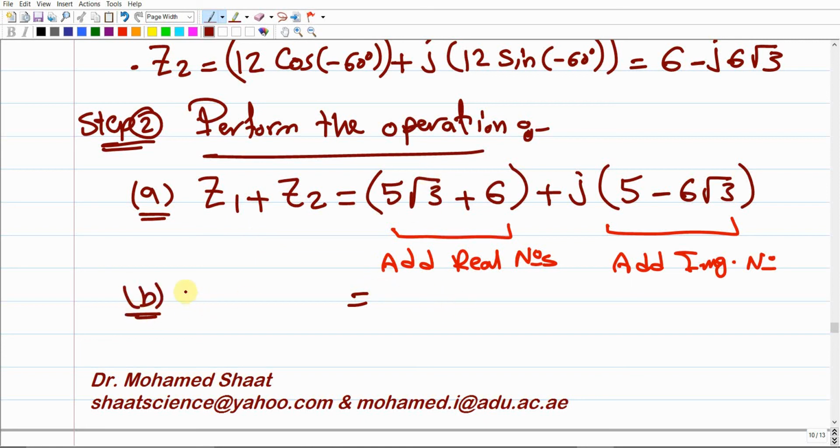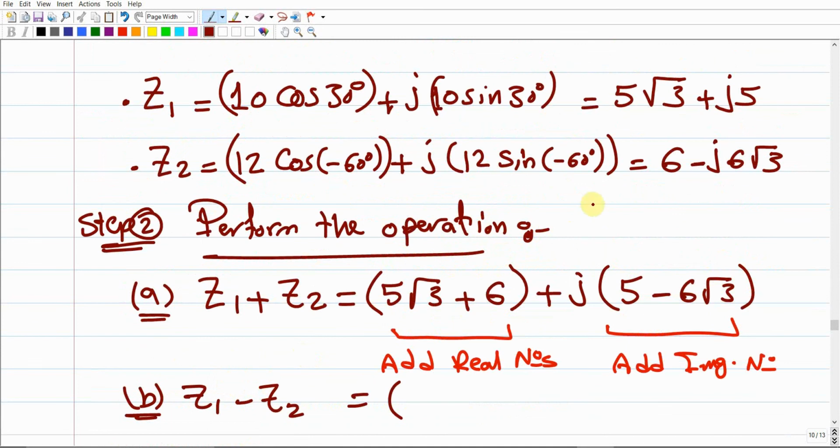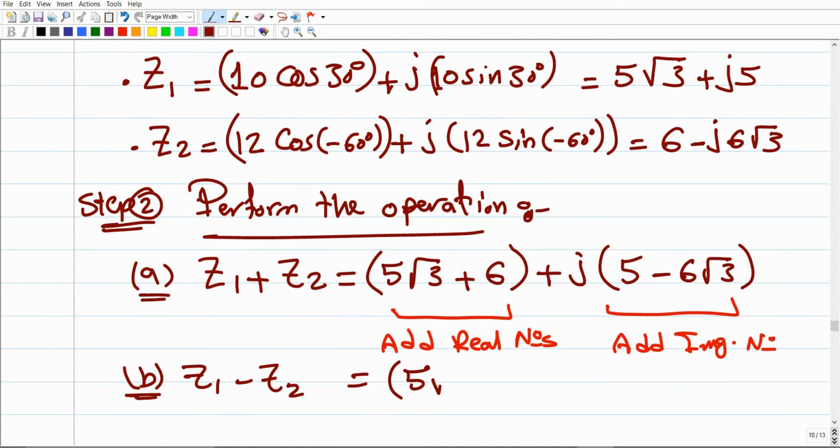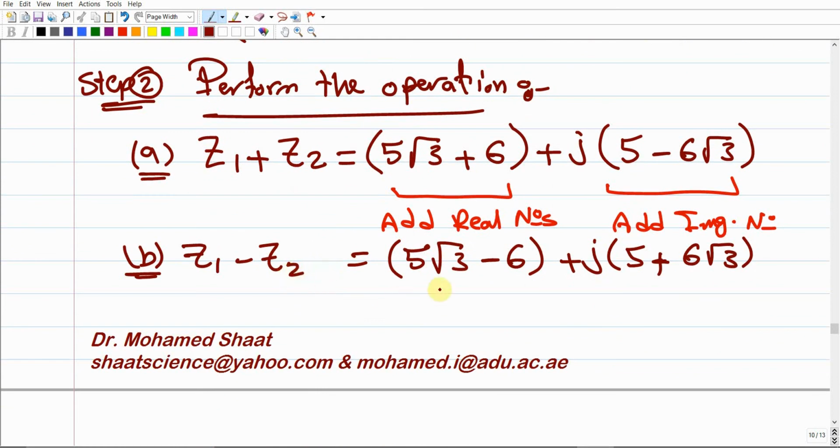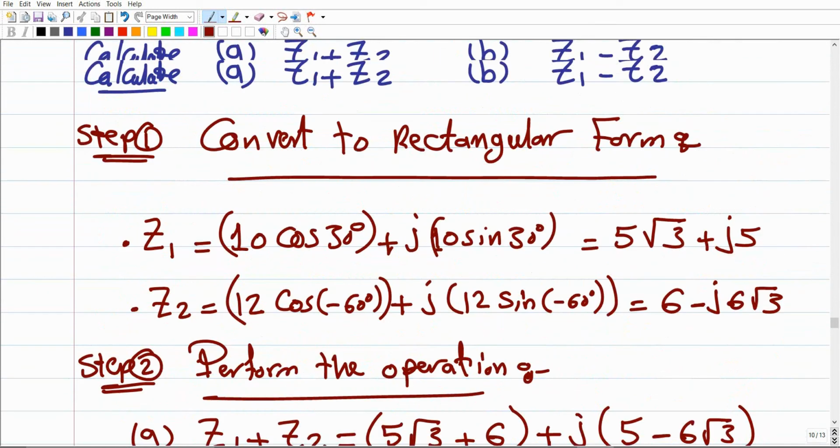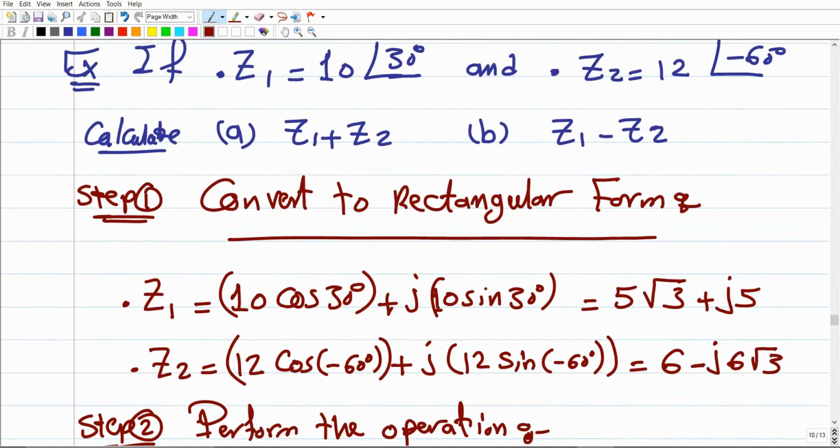For the subtraction, Z1 minus Z2, you're going to do the same. Instead of adding, you're subtracting Z2 from Z1. So the real of Z1 stays positive, minus the real of Z2, plus j, the imaginary of Z1, minus the imaginary of this one. So negative times negative gives positive 6 square root of 3. This is going to give us the subtraction of Z1 minus Z2. So this is how we can perform addition or subtraction of complex numbers.